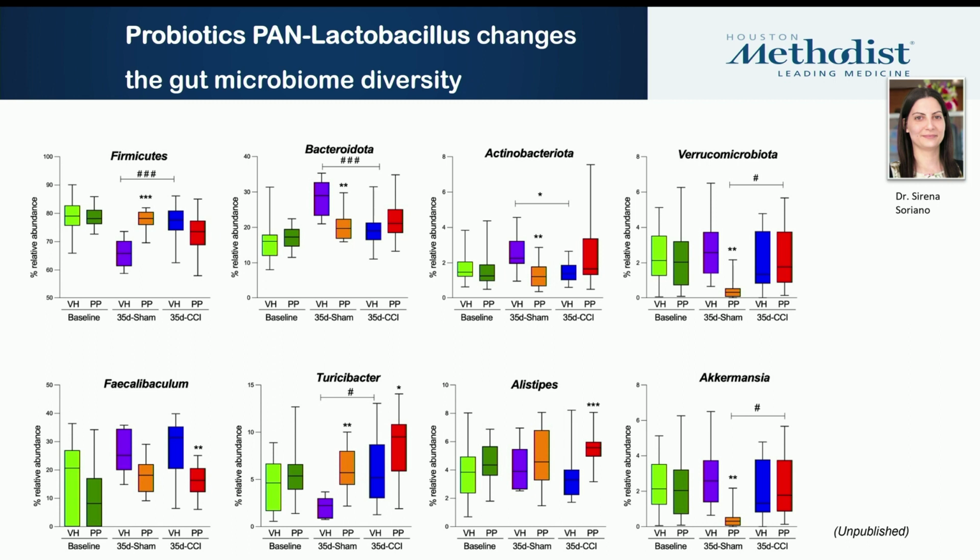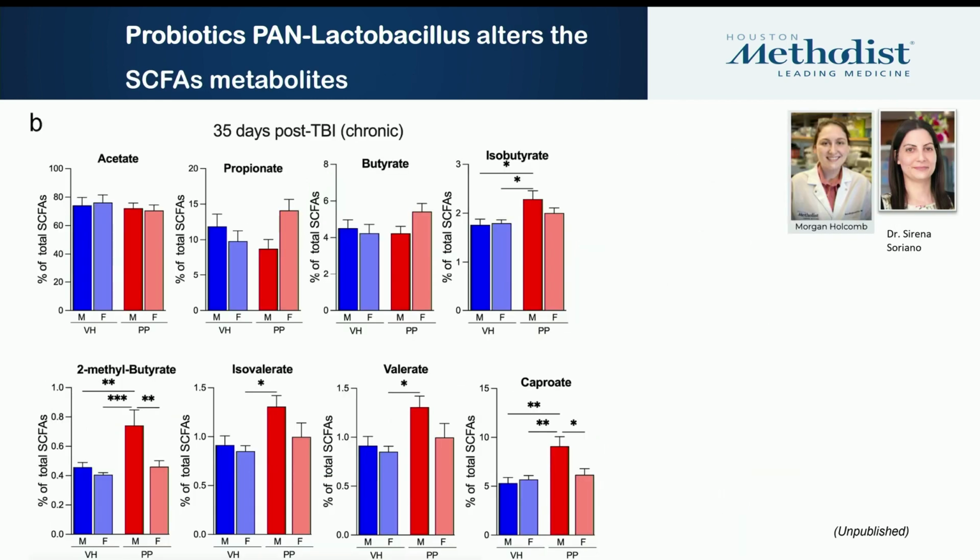When we look at the different genera and species, we identified that the Firmicutes and the Bacteroidetes were different in the animals treated with the pan-probiotics, but only after injury. That didn't make an impact without the injury. And then there was definitely a dysbiosis that the pan-probiotics were restoring, for example, Alistipes or another kind of big family.